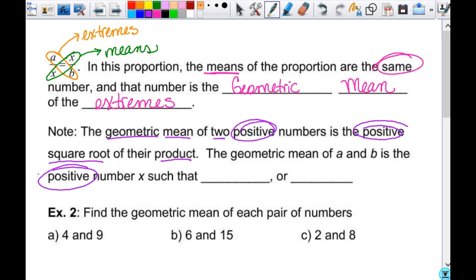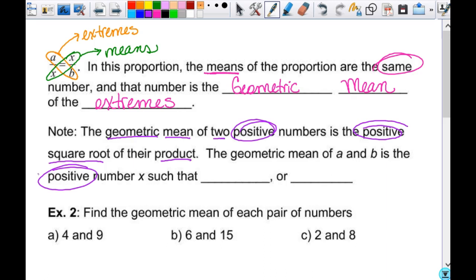Okay, so let me just ask you this. If I have x squared equals 25, what does x equal? And -5. Thank you. I usually miss that every single time. If x squared equals 25, then x equals plus or minus 5, right? There are two answers there.